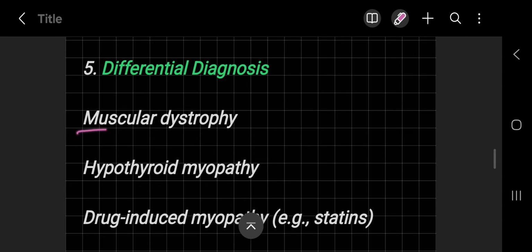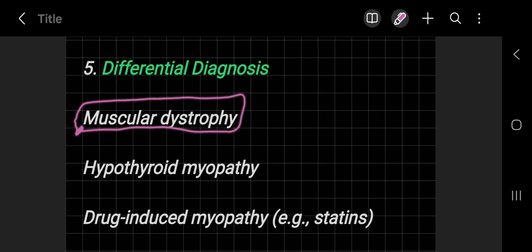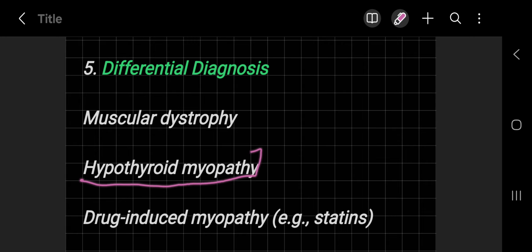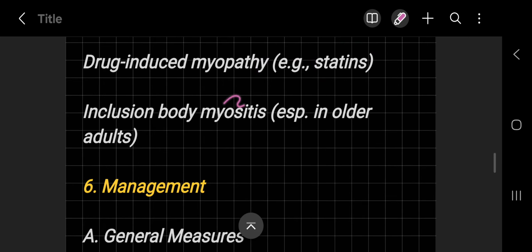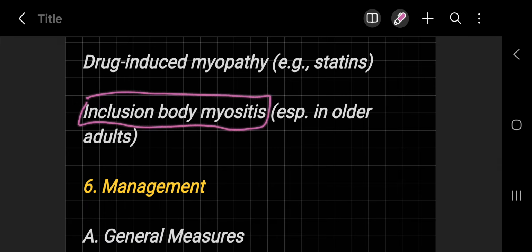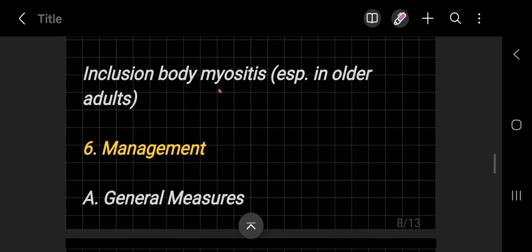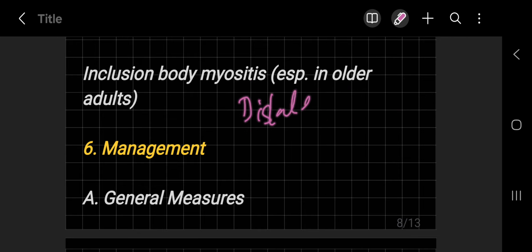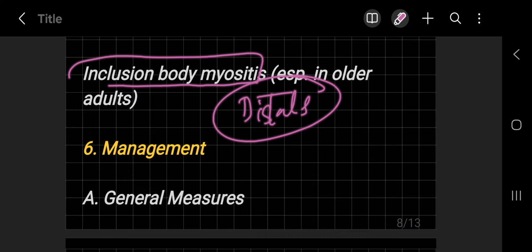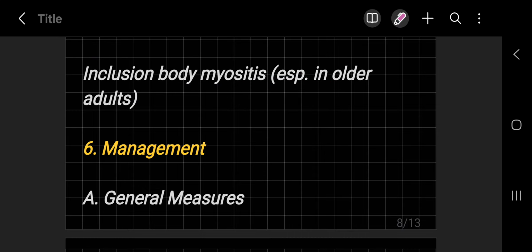Differential diagnosis. Muscular dystrophies like facioscapulohumeral dystrophy, hypothyroid myopathy, because it also involves your proximal muscles. Drug-induced myopathy, as I have told you, statins also involve proximal muscles. Inclusion body myositis, I have told you in the beginning that it is also a type of myopathy, but it is mostly present in males. It has less inflammation. It responds less to treatment. And it involves your distal muscles, and in this way you can differentiate inclusion body myositis from polymyositis and dermatomyositis.